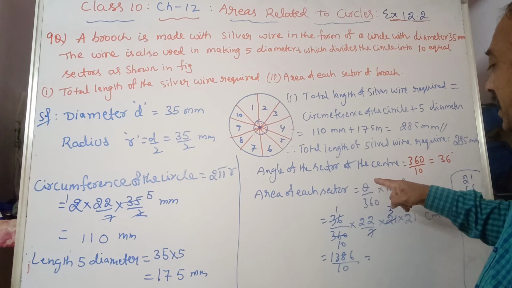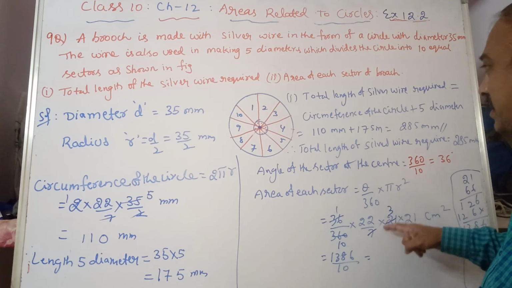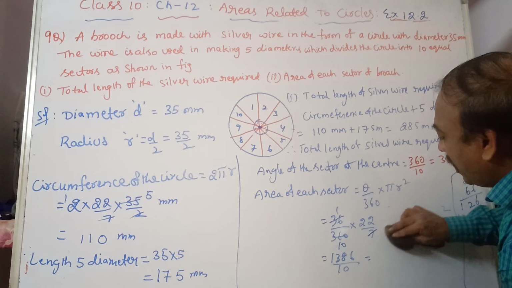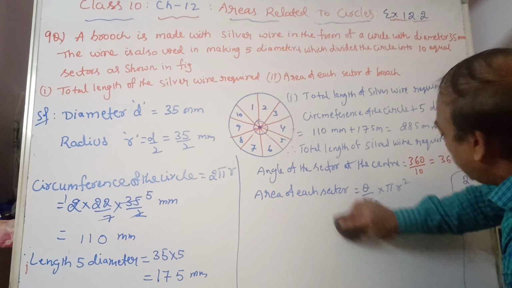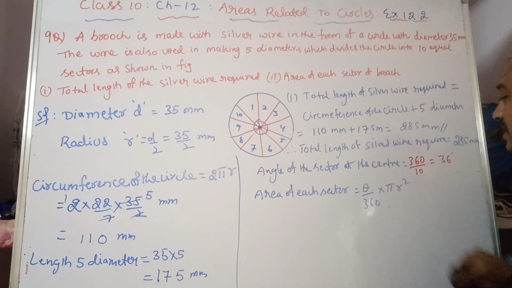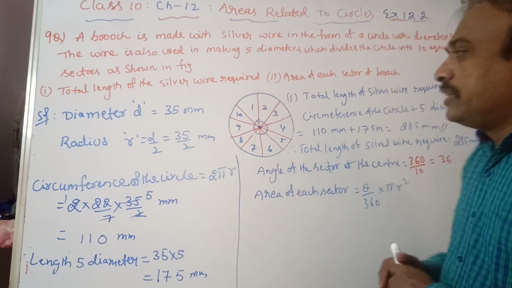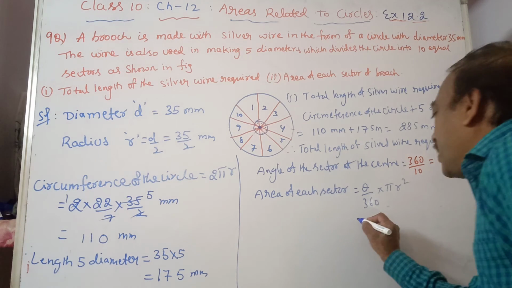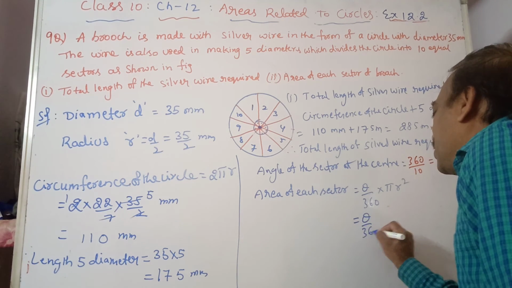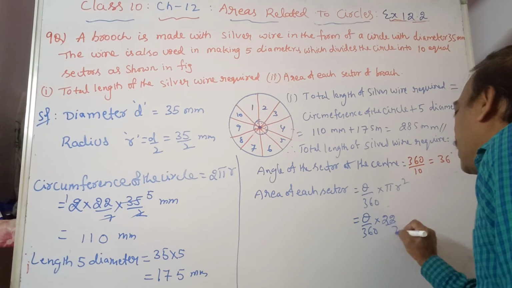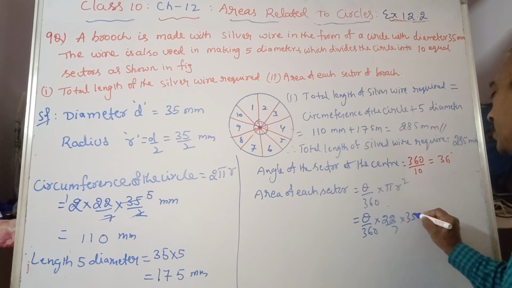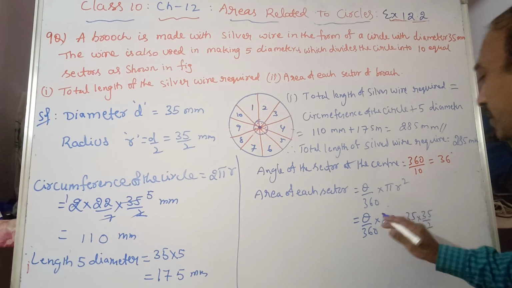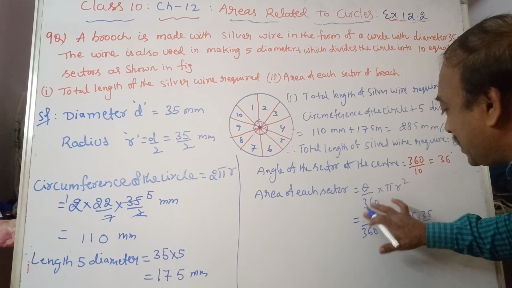Area of each sector, theta by 360 into pi r square, 22 by 7 into, sorry, here we are using the radius as 21. I am very sorry. Why are we using 21? Theta by 360 into pi r square. Radius is how much? 35 by 2. So radius is 35 by 2 we have to use, which is equal to theta by 360 into 22 by 7 into 35 by 2 into 35 by 2.